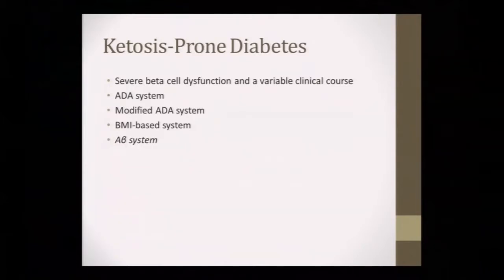Third one is BMI based. Pretty much it separated them into either they're lean, the BMI was less than 28, or they were obese where it was greater than 28, and that's just kind of how they classified these ketosis patients.